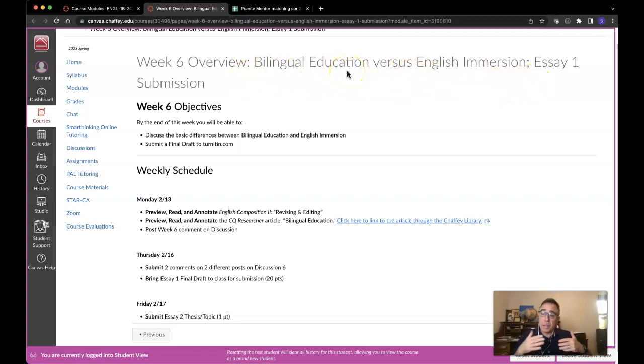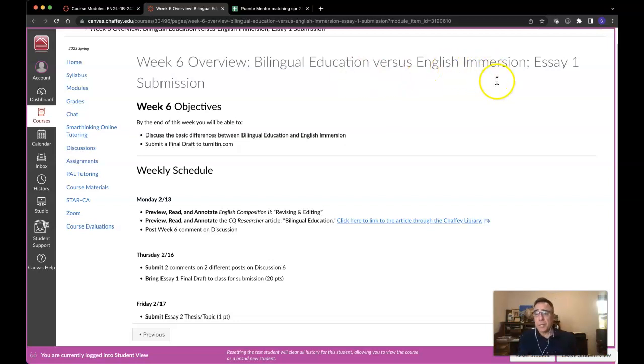Bilingual means in the classroom you're taught both in English and in that other language. It could be Spanish, it could be Chinese, it could be Farsi, whatever it is. Usually it's Spanish because Spanish is such a popular second language in the US.